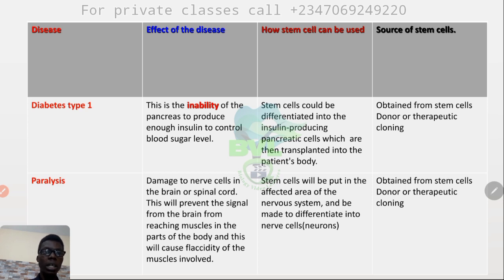Now, how does it work? Stem cells will be put in the affected area of the nervous system and made to differentiate into nerve cells. How beautiful can that be? Like I told you, the whole thing here is we want stem cells to form the type of cell that was there before it became faulty. That's the best we can do, because the diseases I've mentioned, amongst others, can only be managed. There is no cure at the moment, but with stem cells, that's like a cure, because we are forming what was lost, really. Hope that has been helpful.